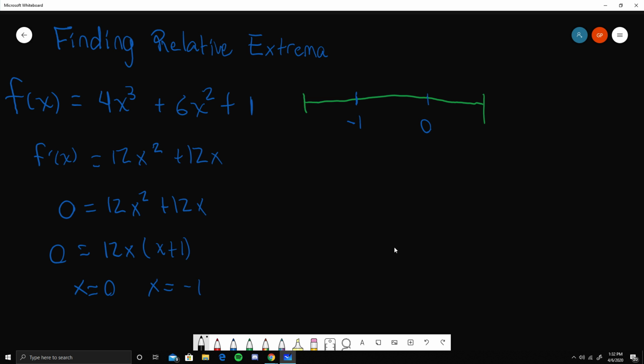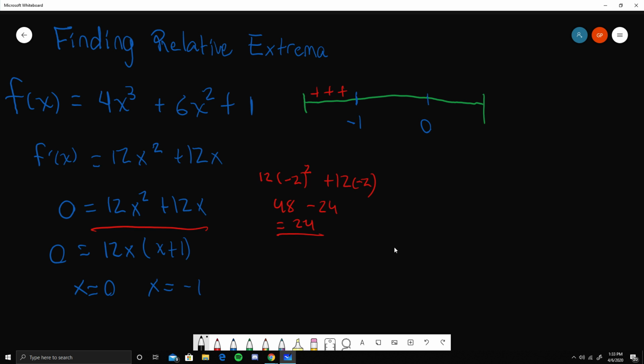We're going to do this by plugging in, starting with a point smaller than negative 1. I'm going to use negative 2 because it seems pretty simple. We plug it into this equation: 12 times negative 2 squared plus 12 times negative 2. That gives you 48 minus 24, which equals 24, which is positive. So the values before negative 1 are positive.